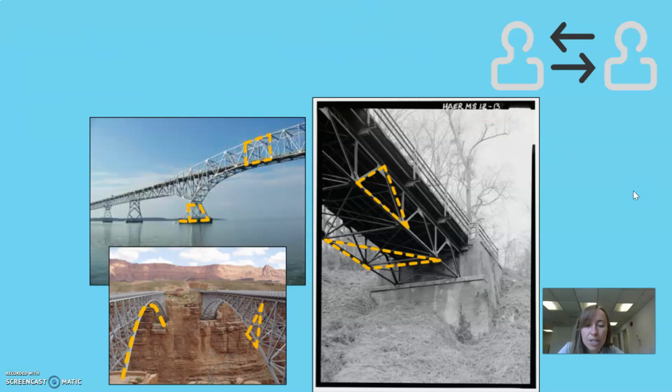Okay, so hopefully you noticed there are a lot of triangles around. There's also a bunch of rectangles. In arch bridges, of course, there's that curve, that upside down U, and we're seeing triangles on each one of these.